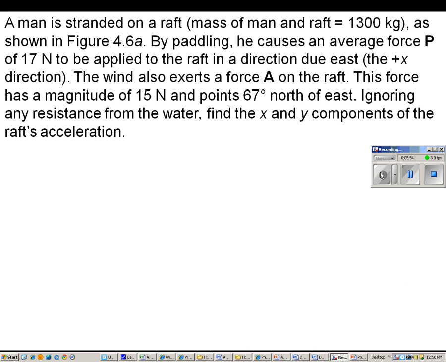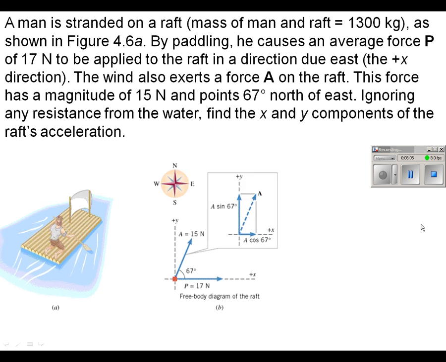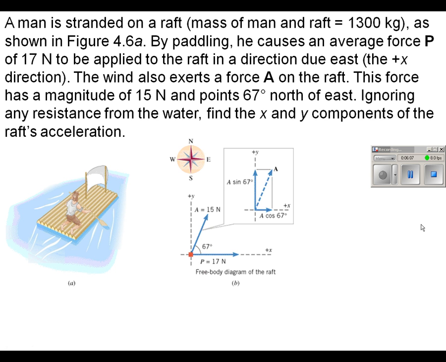The next problem we're going to look at is a man stranded on a raft. The mass of the man and the raft is 1,300 kilograms, as shown in figure 4.6a. By paddling, he causes an average force P of 17 newtons to be applied to the raft in the direction due east, the positive x direction. The wind also exerts a force A on the raft. This force has a magnitude of 15 newtons and points 67 degrees north of east. Ignoring any resistance from the water, find the x, y components of the raft's acceleration.